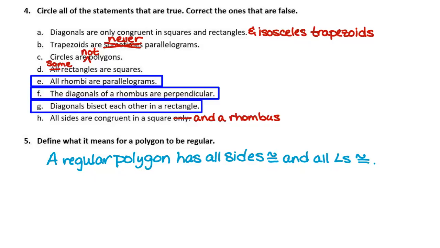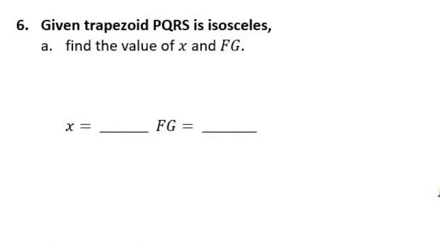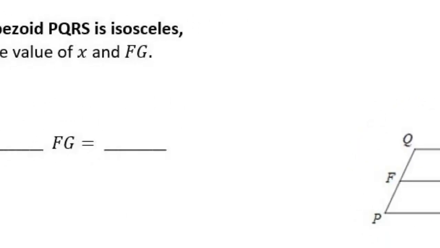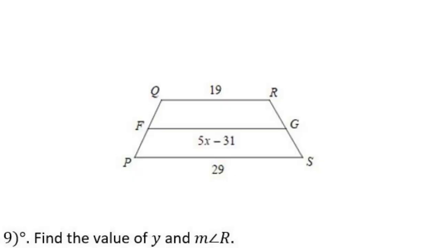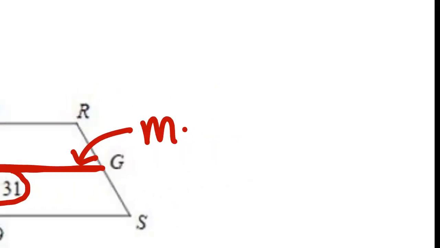That leaves one last problem on page 2. If you want to flip the page over, we'll look at problem number 6. And that will finish out the Module 7 material. Given trapezoid PQRS is isosceles, find the value of x and FG. That's part A. FG, this segment right here, which they're telling me is 5x minus 31, this is a mid-segment.